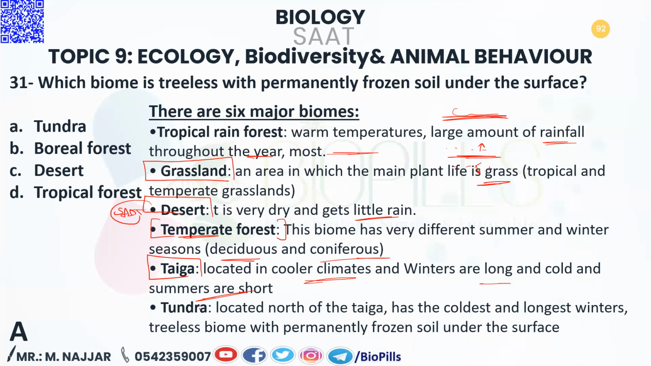Then we go to our point here, the tundra, located north of the taiga. It has the coldest and longest winters, which may last about 10 months or even more. They are a treeless biome with permanently frozen soil under the surface. He just cut this and pasted it in the question.